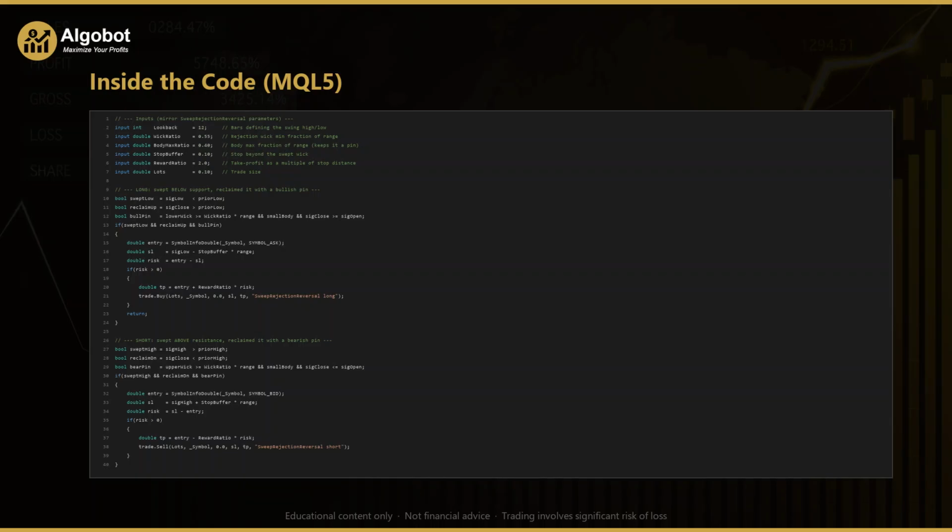When all three are true, the code reads the ask price as the entry, sets the stop a little below the swept low, measures the risk, and then sets the take profit at the reward ratio multiple of that risk before calling trade.buy. The short block is the exact mirror.